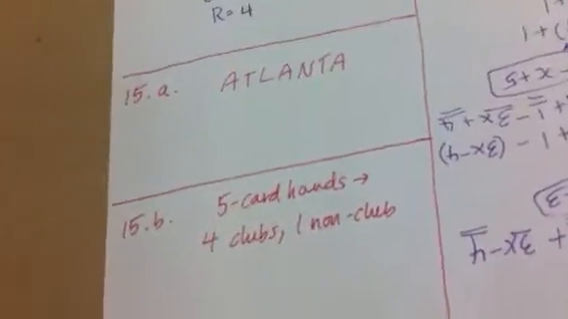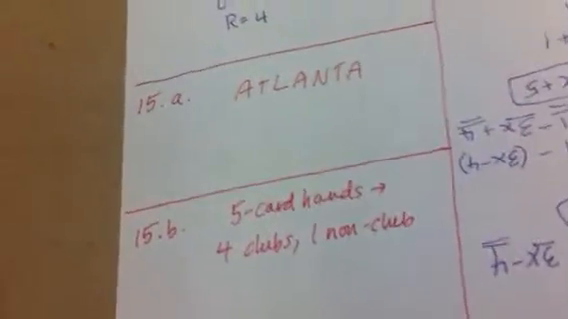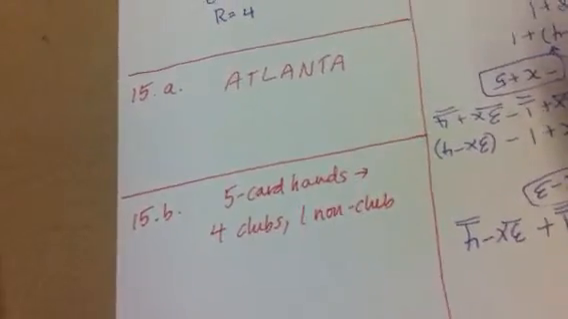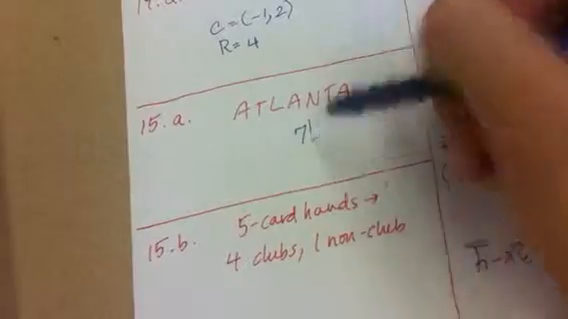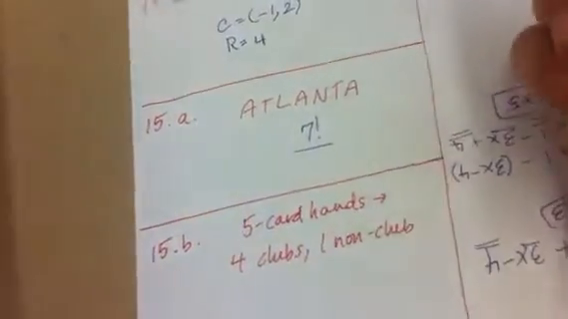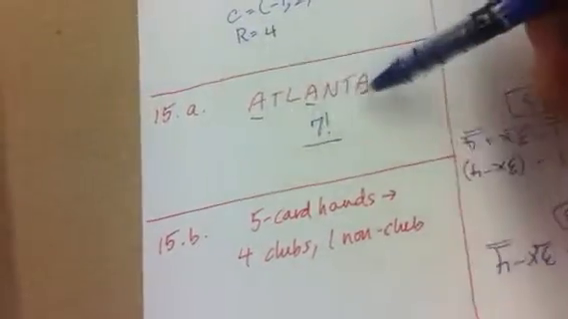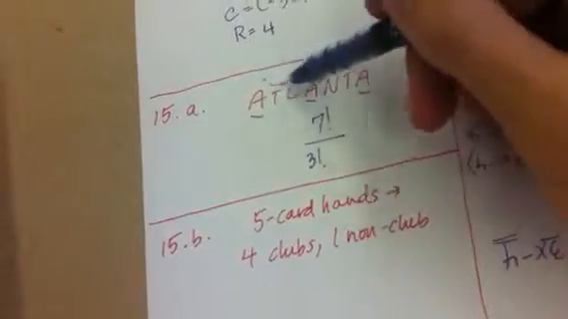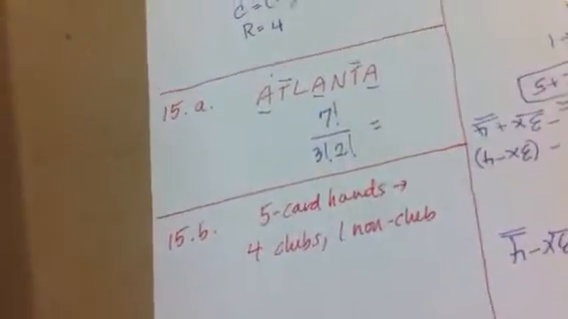Last thing is probability. We have 15a, and it said, how many different ways can you rearrange the letters in the word Atlanta? So you start by asking how many letters are there total. Well, we have 1, 2, 3, 4, 5, 6, 7. So I start with 7 factorial. And then you divide by the number of letters that are repeated. So if you see you've got A, there are 3 A's. And then there's also 2 T's. So I'd also divide by 2 factorial. So that's what I'm plugging in.